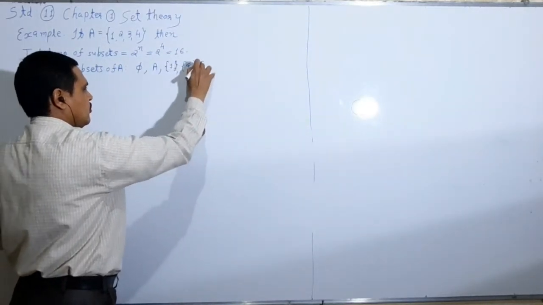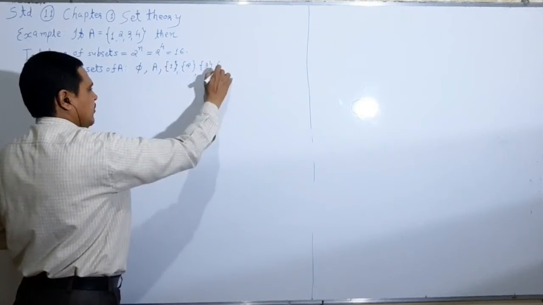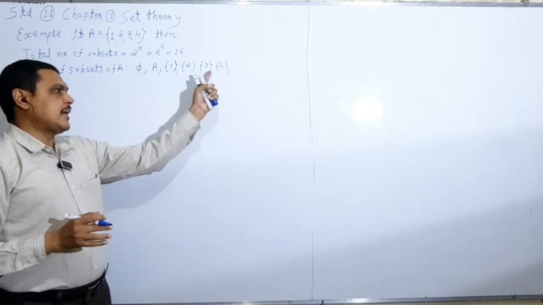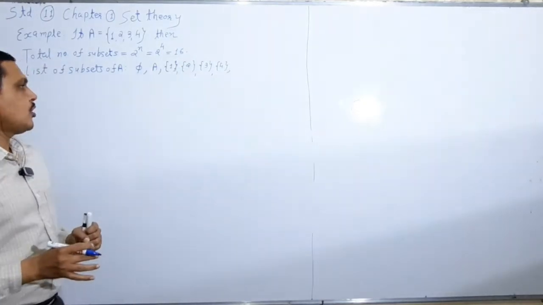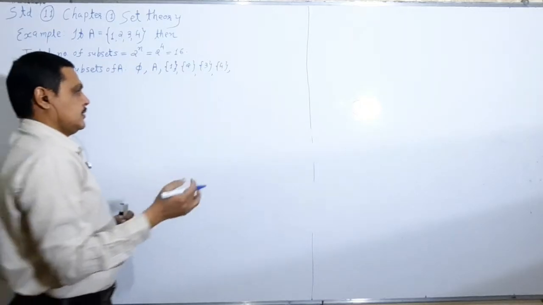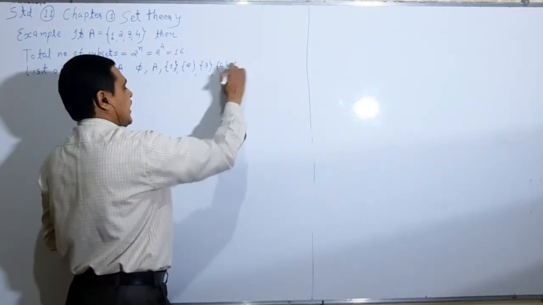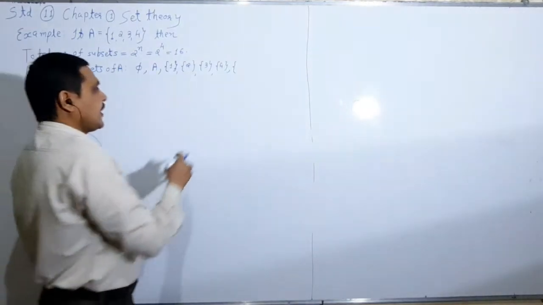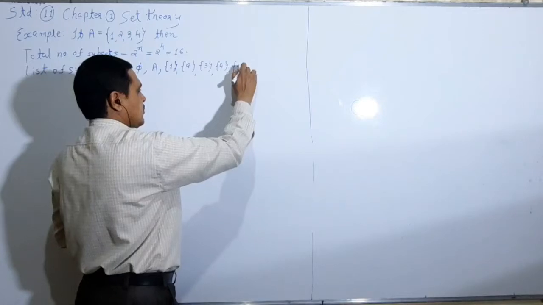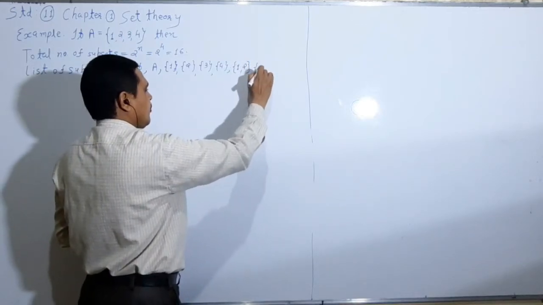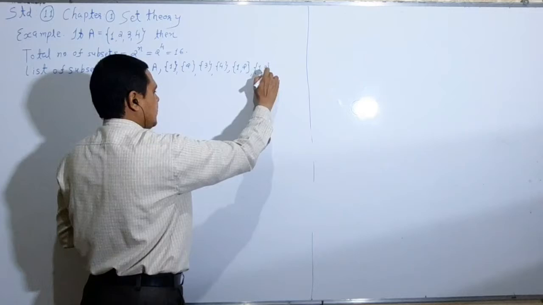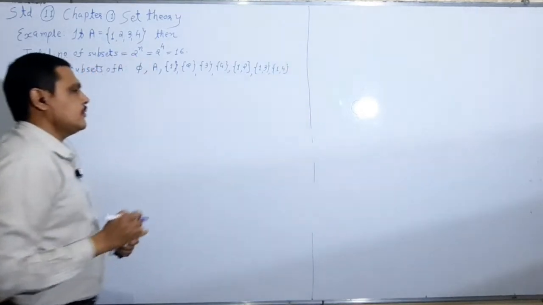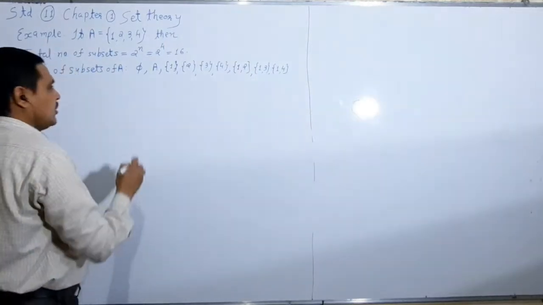Set {1}, set {2}, set {3} and set {4} as subsets of a given set. Now we can also take 2 member sets as subsets of a given set. So 2 member sets are {1,2}, {1,3}, {1,4}.